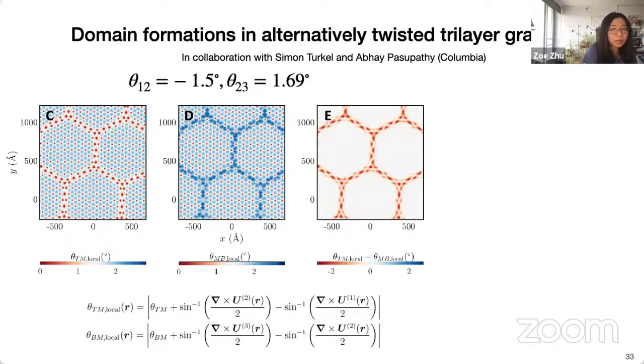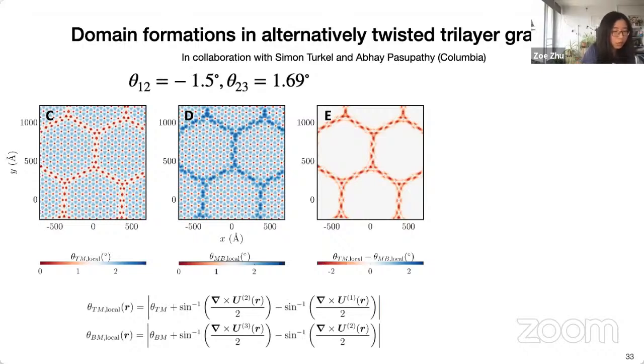And so lastly, of course, I want to talk about a system that has attracted more recent interest, this kind of alternatingly twisted trilayer graphene. This is a project in collaboration with Professor Pasupathy at Columbia University, and I'm not going to talk about experimental detail here, but I'm just going to show our relaxation results.